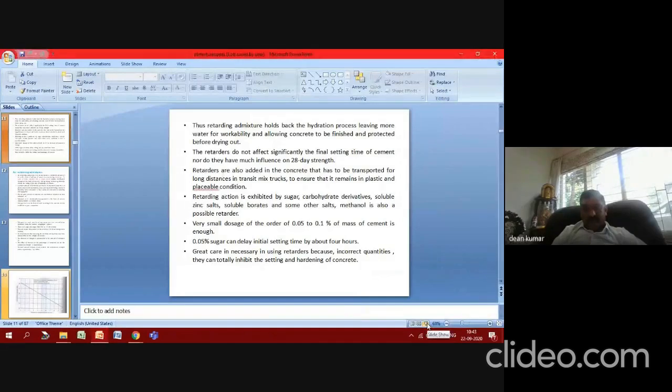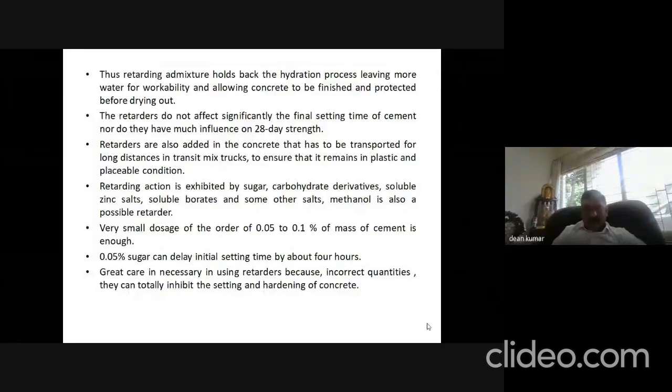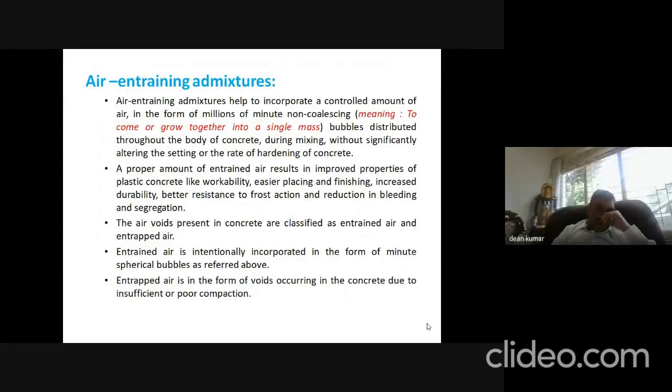Okay. Now let us come to the next admixture, which is called air entraining admixture.